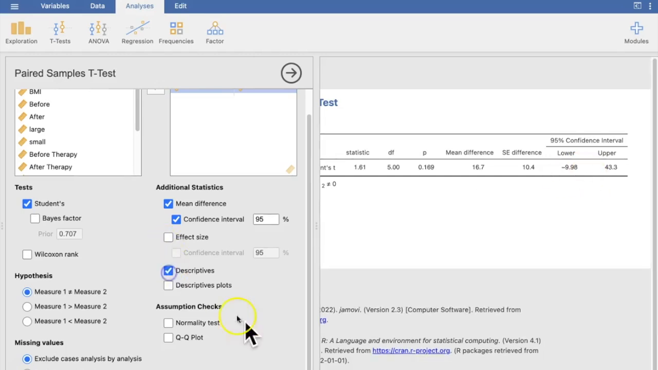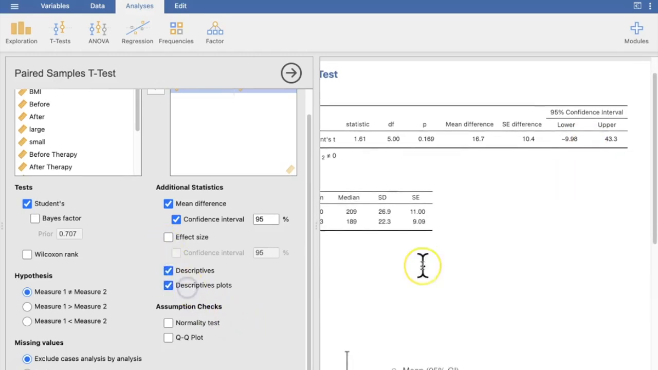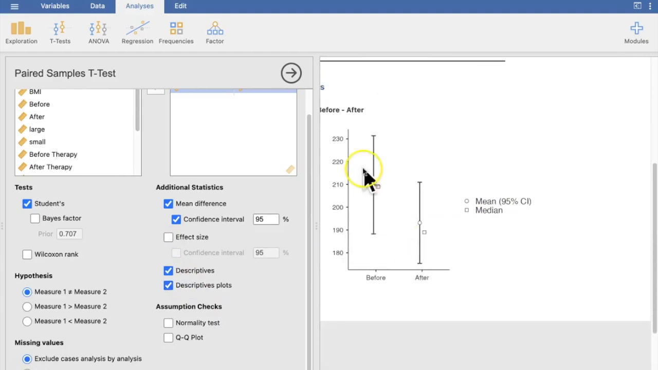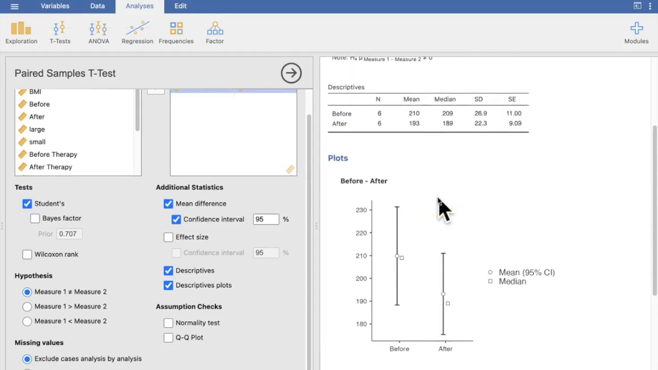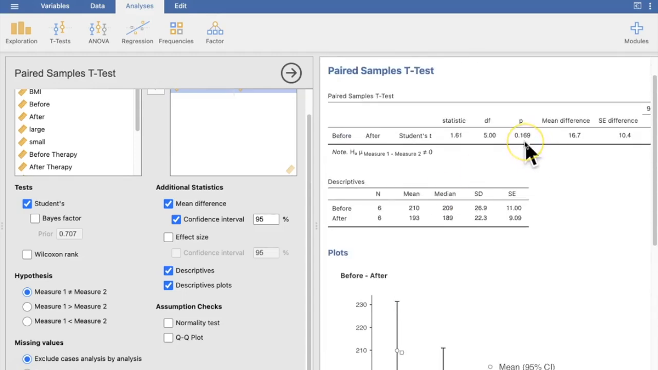I want the descriptives. We could get the descriptives here, but I'm not gonna lie, they're kind of ugly. When we look at the plots, we can see there's a decrease, but when we look at the p-value, it is greater than our alpha 0.05, so it's not statistically significant.